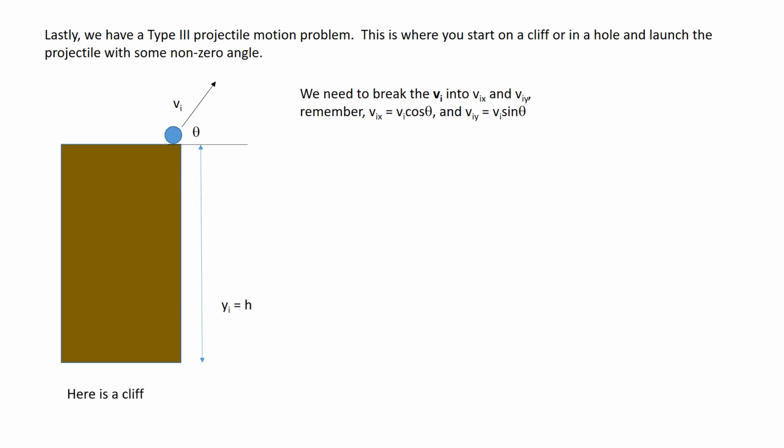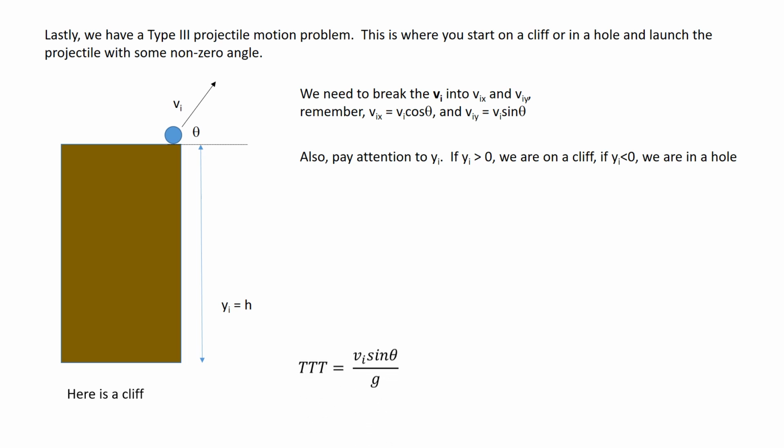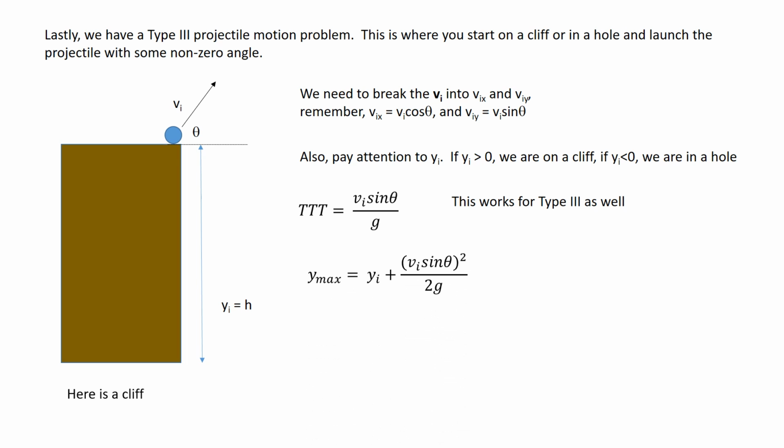Remembering the trig that we did before, v initial x will equal vi cosine theta. V initial y will equal vi sine theta. Pay attention to the y initial. If my y initial is greater than 0, I'm on a cliff. If my y initial is less than 0, I'm in a hole. Time to top, same way. Same equation we used before. Everything works here. Y max, same thing. Works from before. Same equation we have, but now your y initial is not going to be 0.